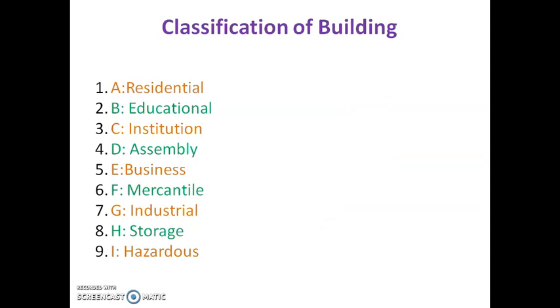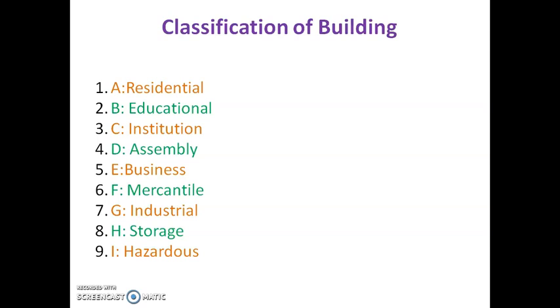Now classification of buildings based upon the various purposes. NBC, that is National Building Code, classifies buildings in various ways, depending upon the occupancy. A, residential building. B, educational. C, institution. D, assembly. E, business. F, mercantile. G, industrial. H, storage, and I, hazardous.